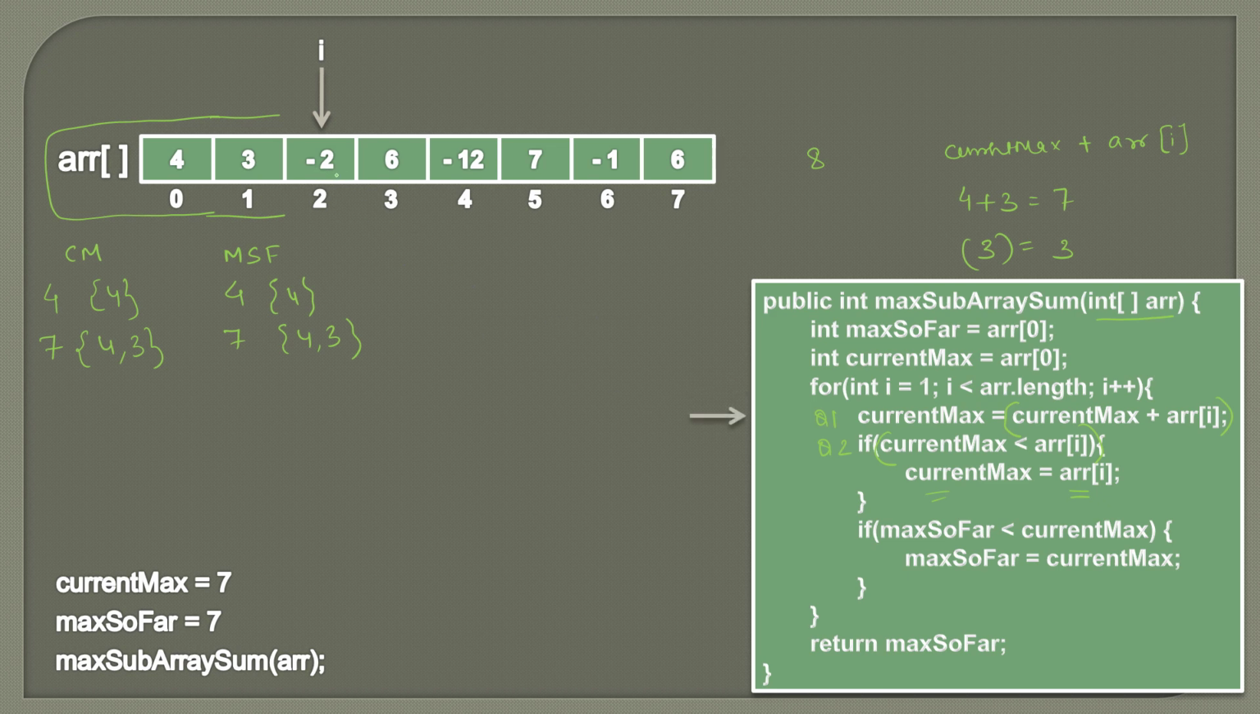Now this minus 2 has two questions: should I become part of the current subarray? So we simply take their sum, current max plus array of i. It means we are including array of i. So here it will become 7, which is the current max, plus minus 2, which will give us 5. So current max will become 5.